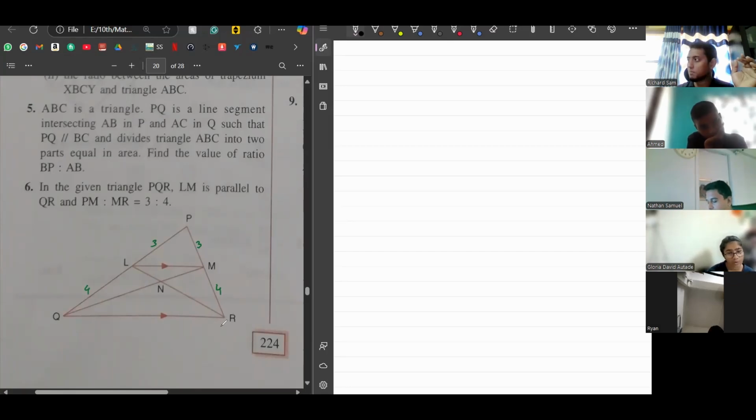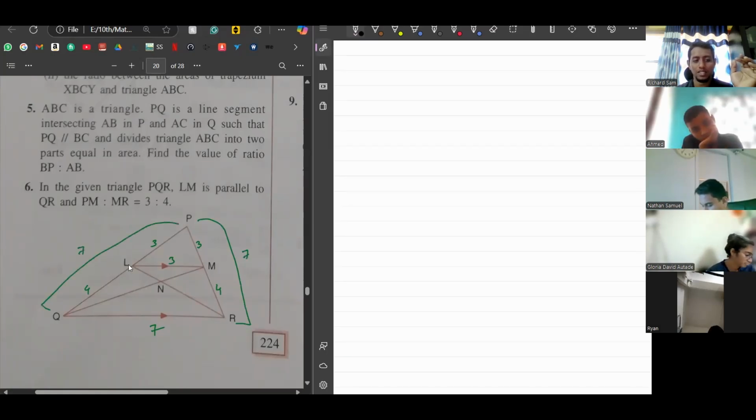LM to QR, they are parallel to each other. What is their ratio? 3:4? 3:7. QR is the full side of the triangle. What is the full side over here? 7. So, 3:7, small triangle to big triangle. So here also small triangle's base to the big triangle's base will be 3:7.